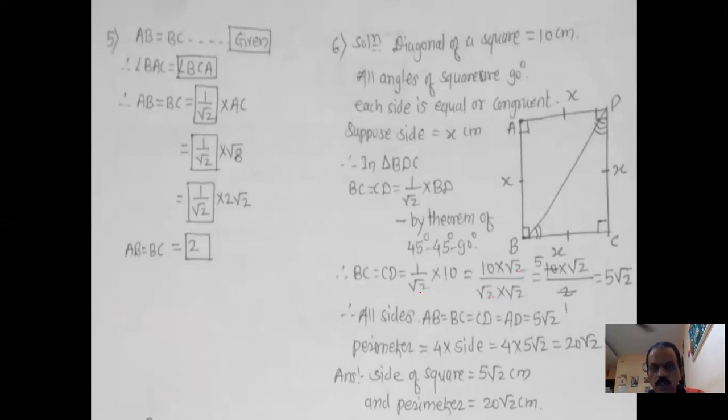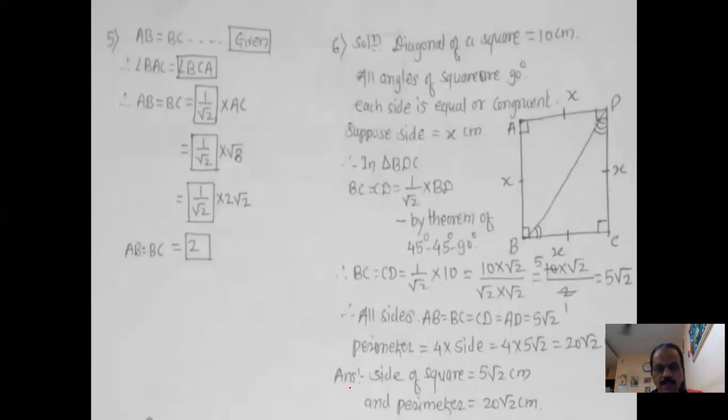into root 2. We solve this by multiplying the denominator as well as the numerator by root 2. Then we get the denominator as 2 and the numerator as 10 multiplied by root 2, and we solve this, then we get the answer as 5 root 2. All sides of the square are congruent, so we write AB is equal to BC is equal to CD is equal to AD is equal to 5 root 2. Now the perimeter is nothing but 4 into side. Then we get 4 into 5 root 2 is equal to 20 root 2 centimeter.